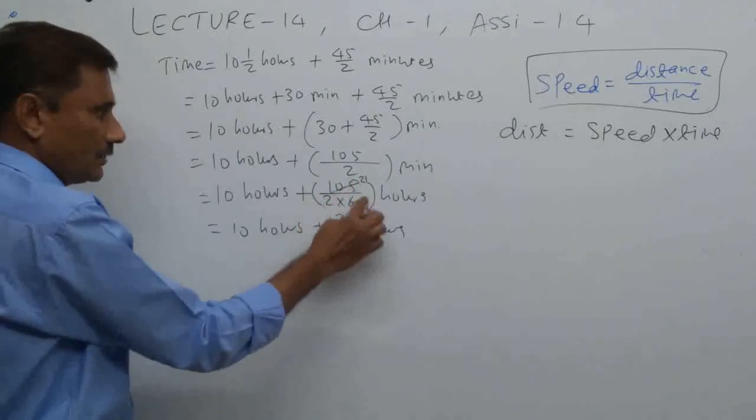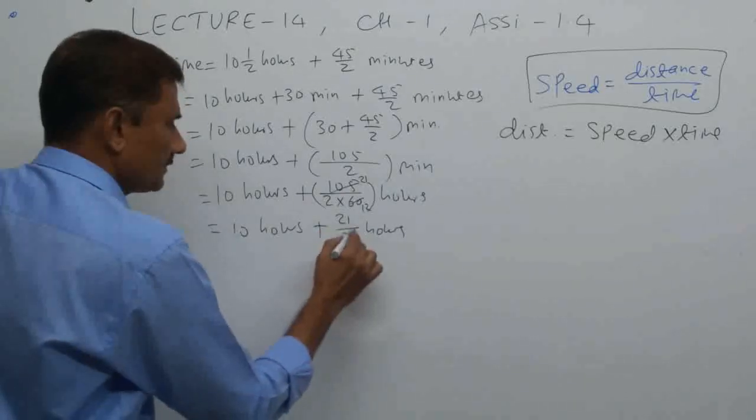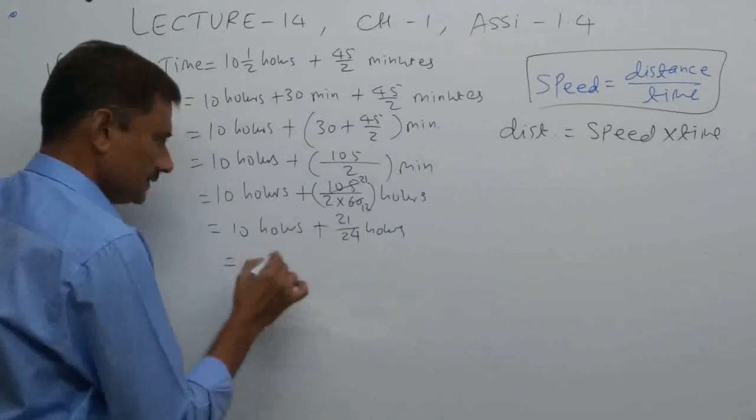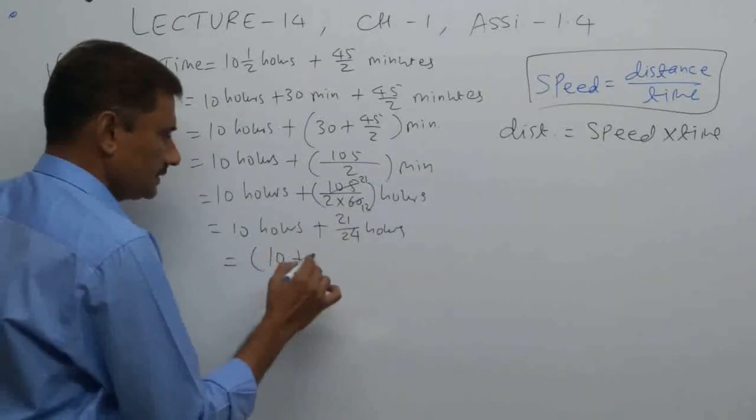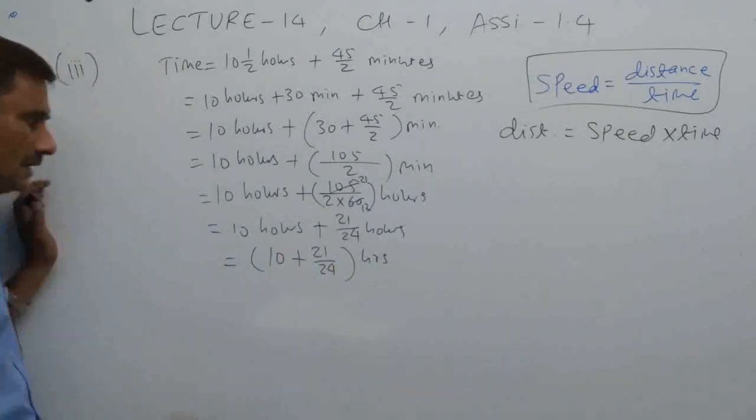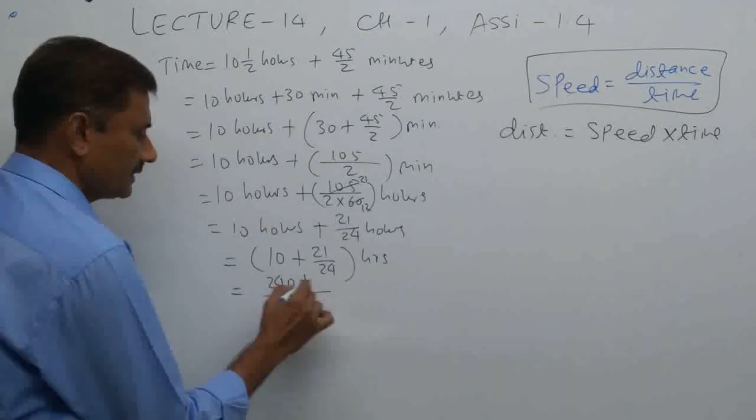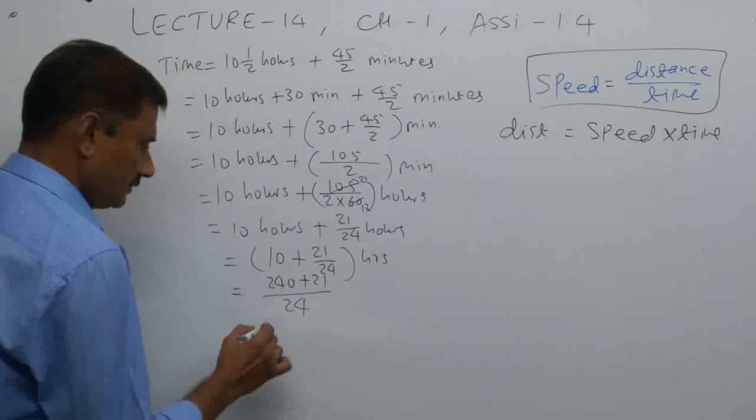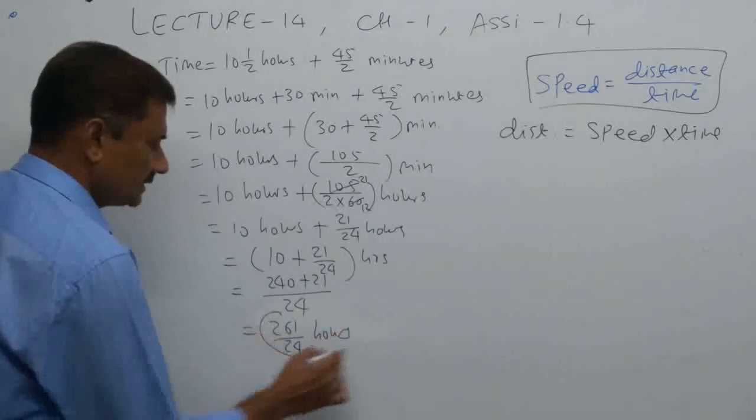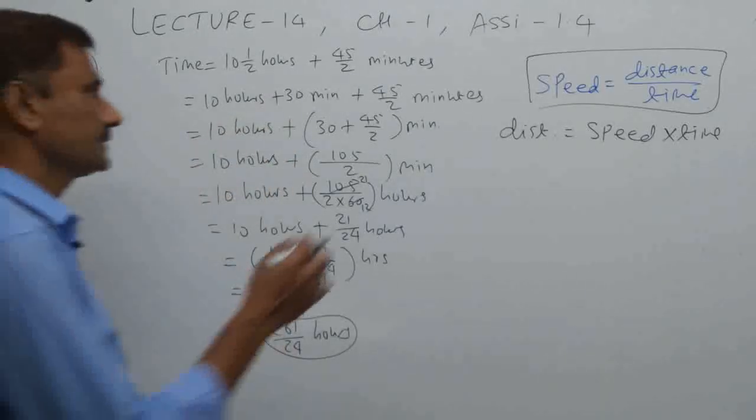So after cutting I got 21 upon 24 hours. Okay. Now just add them: 10 plus 21 by 24. Again cross multiplication. So it will be 240 plus 21. So it will be 261 upon 24 hours. Okay, so this is the time required we have to put there.